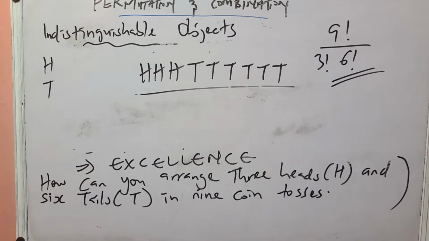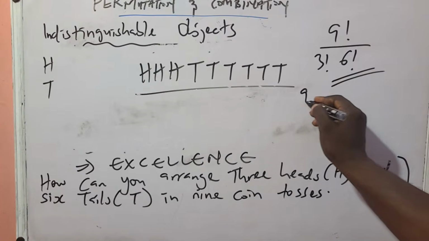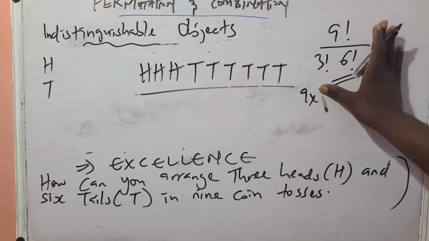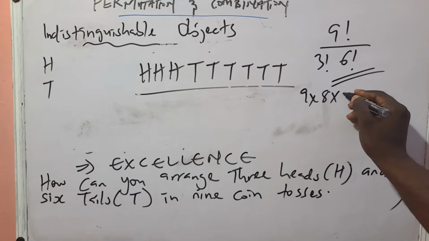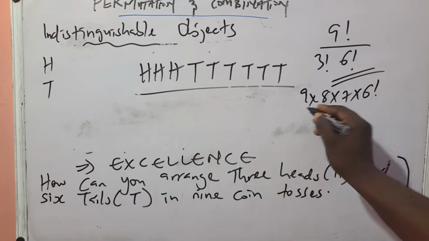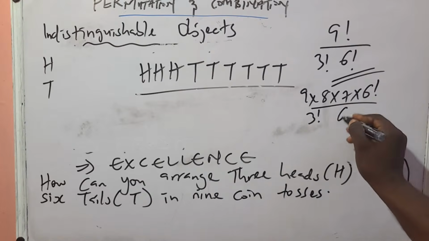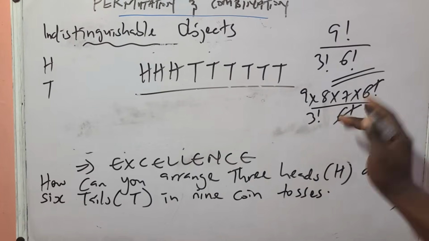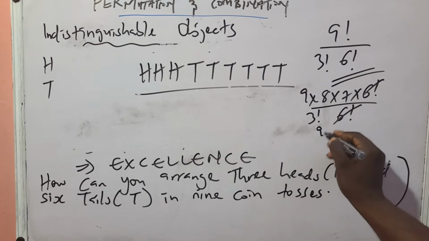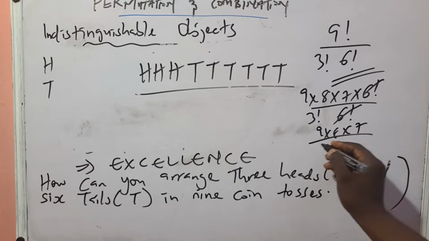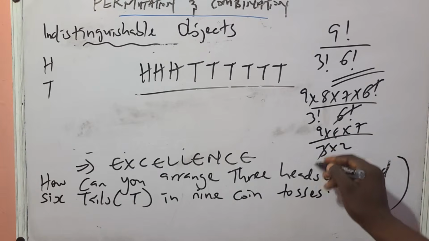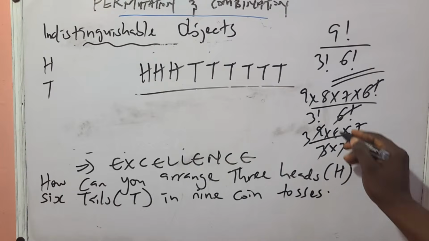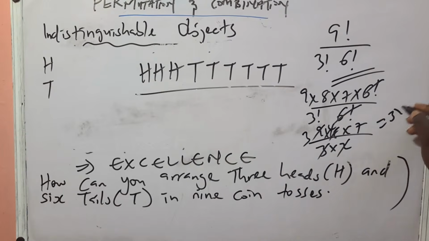So what was your answer? I believe if you do this, of course, it's easy to do. You just say 9 times 8 times 7 times 6 factorial over 3 factorial times 6 factorial. The 6 factorial, we cancel. We're left with 3 factorial. Okay, that will be 9 times 8 times 7 over 3 times 2. 3 we cancel into 9, we'll be left with 3. 2 we cancel into 8, we'll be left with 4. That will be 3 times 4 times 7. That will be 21 times 4. That will be 84 ways.